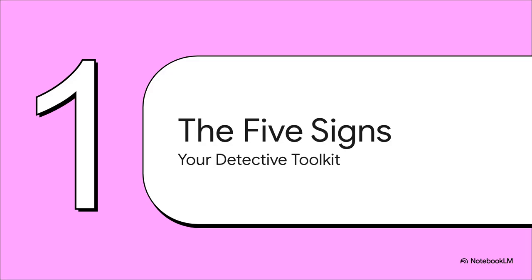So, how do you spot them? This is the best part. You don't have to guess. Arabic gives you this amazing toolkit, a set of 5 really clear signs that basically scream, hey, over here, this word is a noun. So think of yourself as a language detective. These are your 5 essential clues.